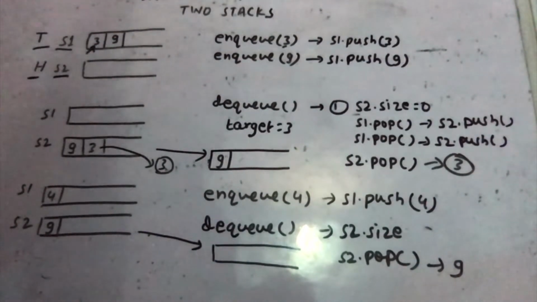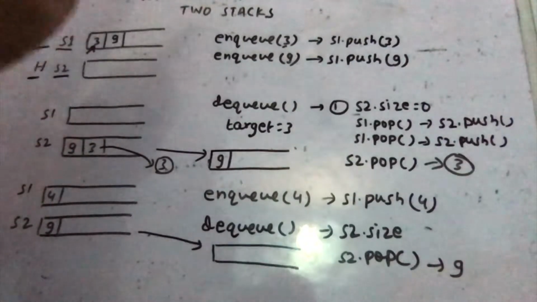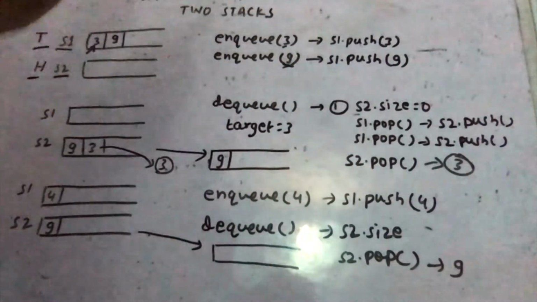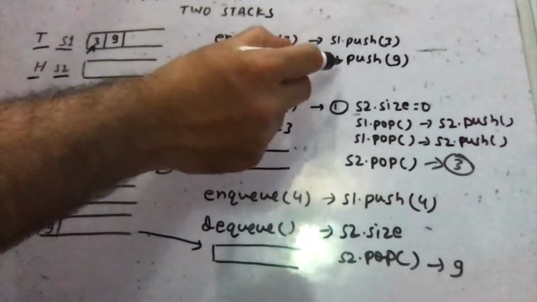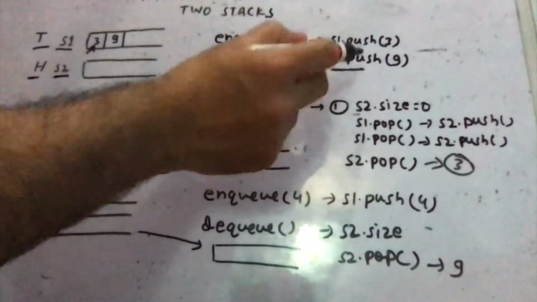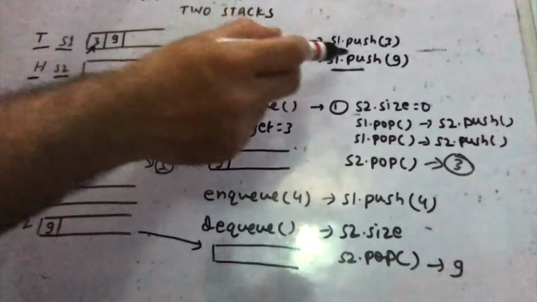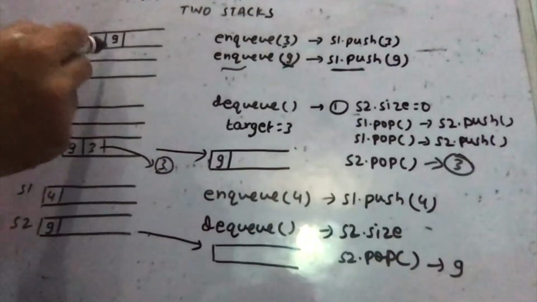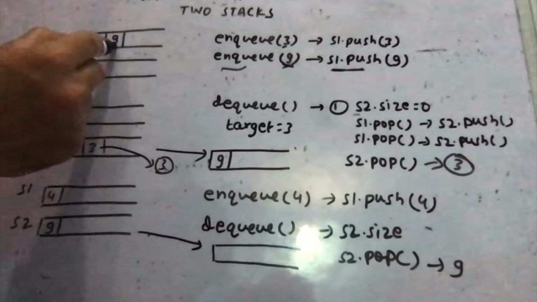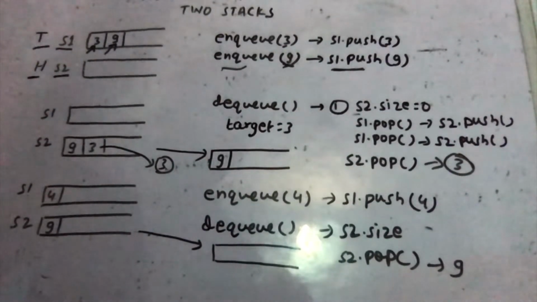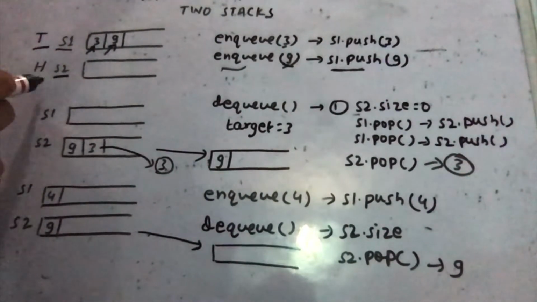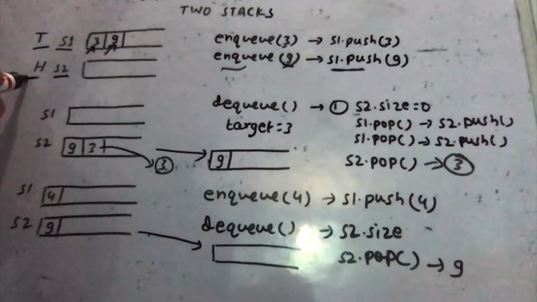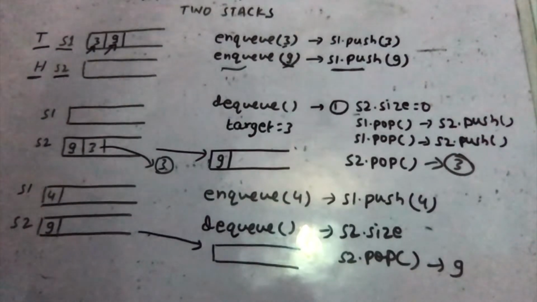So 3 is the first element. Then let's say again I want to insert a second element, which is 9. So in queue operation that again translates to S1.push, which pushes the second element to the S1 stack. Now as you see here, the second element, 9, got pushed, but stack 2 is still empty, which is working as the head of the queue.